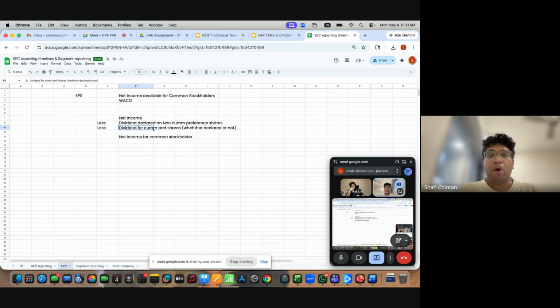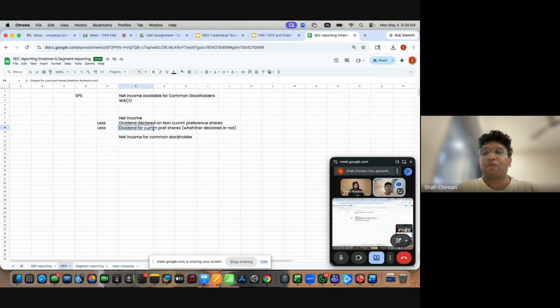However, with cumulative preference shares, whether you declare the dividend or not, you have to pay it, in the year when you declare. Suppose in year one, the company did not announce the dividend. That's okay, you don't have to pay in year one, but an accrued liability is created, so in future you have to pay. In year two, the company did not declare the dividend, again an accrued liability is created. Now in year three, the company declared and paid, so they have to pay not only year three, but the outstanding dividend of year one and year two as well.